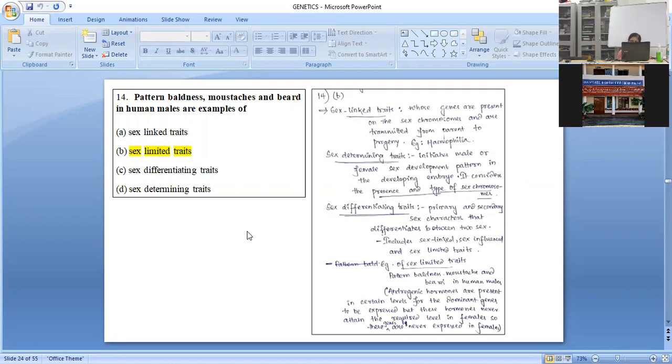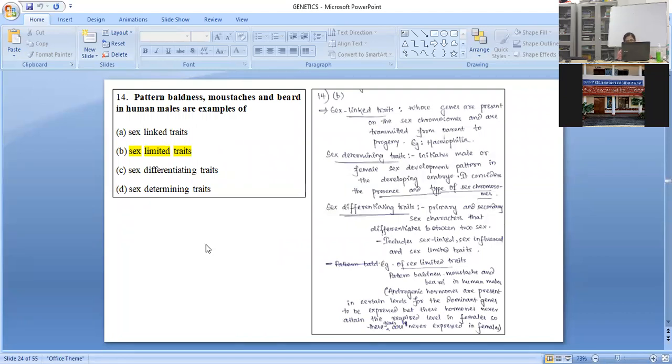Has it been sex-linked? There might be some expression in the females as well. Has it been sex-differentiating traits? It must be present in all the males, but pattern baldness is not expressed in all the males over the world. Had it been sex-determining traits, without a bald head, we should not have called males as male. So it is neither sex-determining, nor sex-differentiating, nor sex-linked. We say it is sex-limited traits because it is limited to a particular gender.